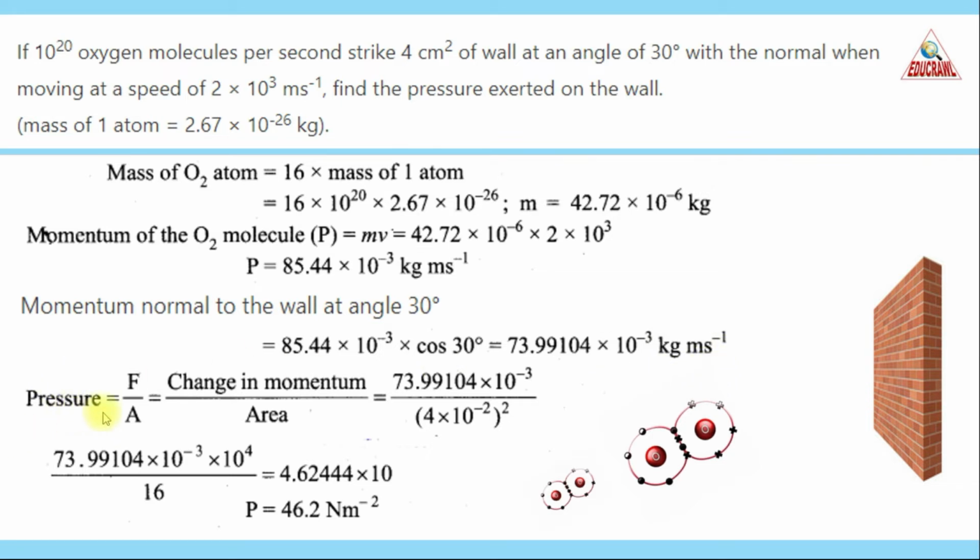We know the formula for pressure as pressure is equal to force by area. Force is equal to change in momentum. So now the change in momentum value we have found is 73.99. Substituting the change in momentum value and area value, we get 73.99 into 10 power minus 3 into 10 power 4 divided by 16, which is equal to 46.2 Newton per meter square. This is the value of pressure exerted on the wall.